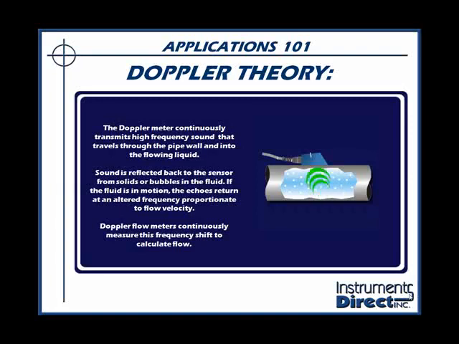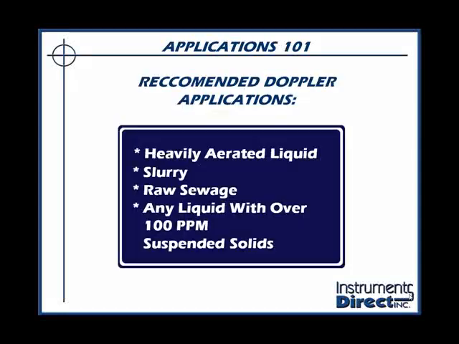The way this works is the Doppler meter continuously transmits high frequency sound that travels through the pipe wall and into the flowing liquid. Sound is reflected back to the center from the suspended solids or bubbles that are in the process liquid. If the fluid is in motion, the echoes return at an altered frequency proportionate to flow velocity. Doppler flow meters continuously measure this frequency shift to calculate your flow.